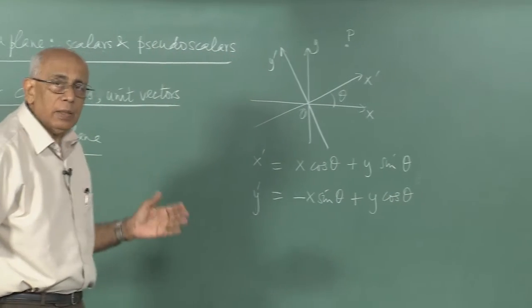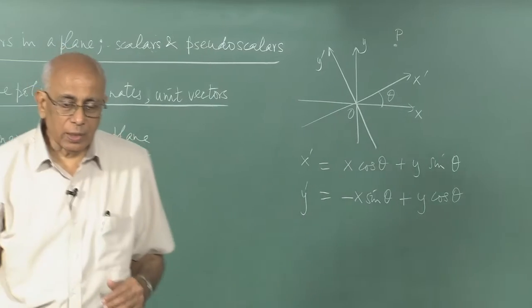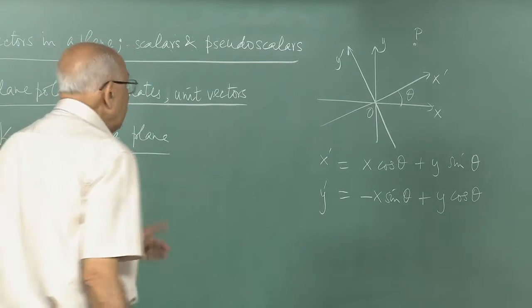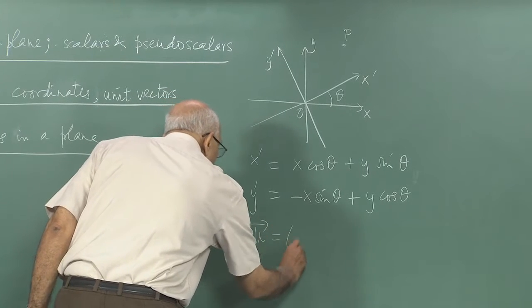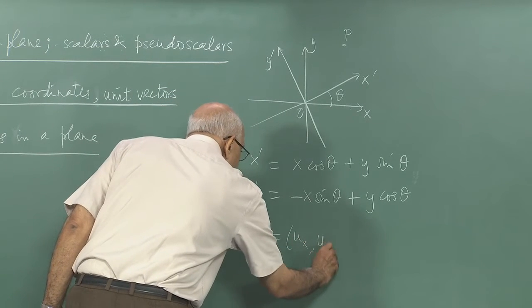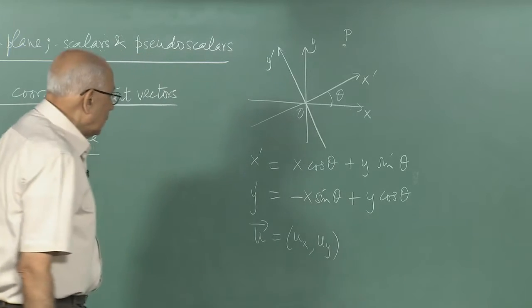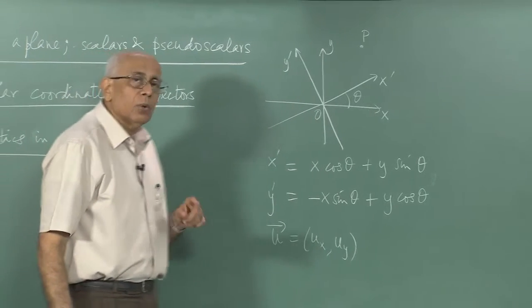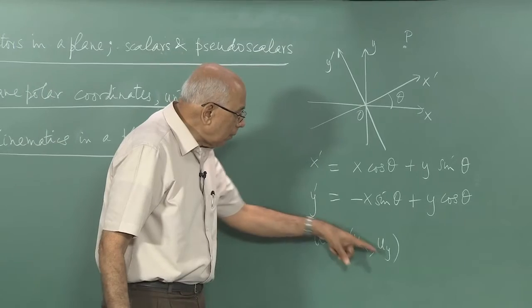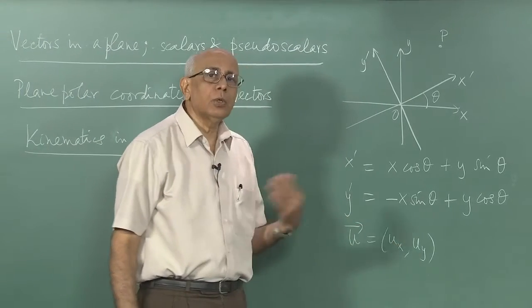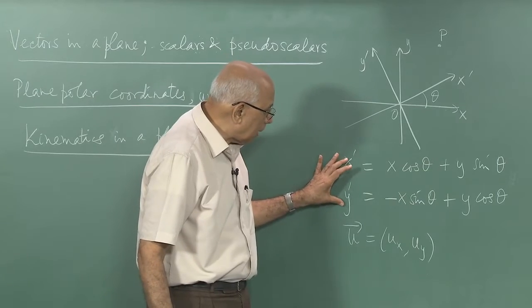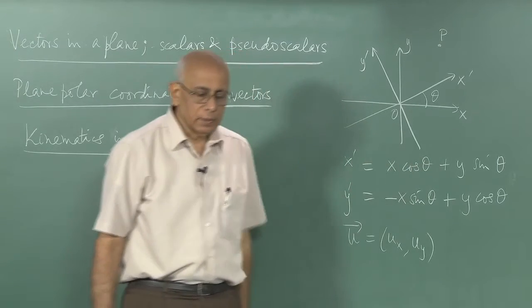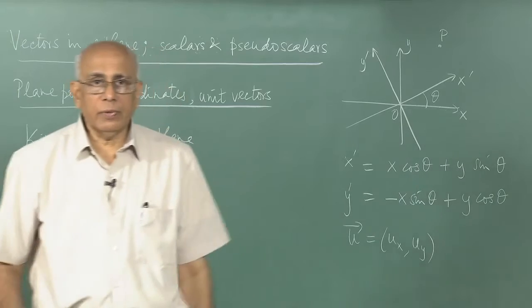And the next statement, just to repeat what I have said already, is that if you have any vector u, which has got components u sub x and u sub y, then u is a vector if and only if ux prime and uy prime are related to ux and uy in exactly the same way as x prime and y prime are related to x and y. That is the definition of a vector.